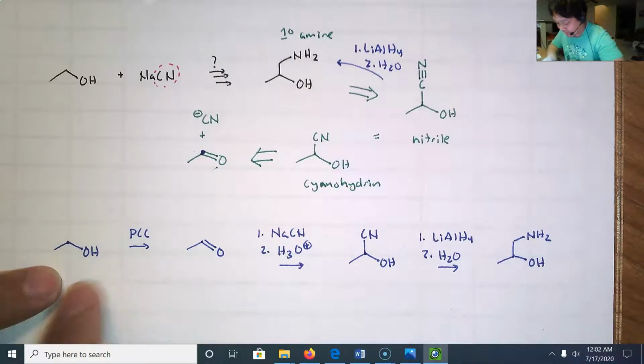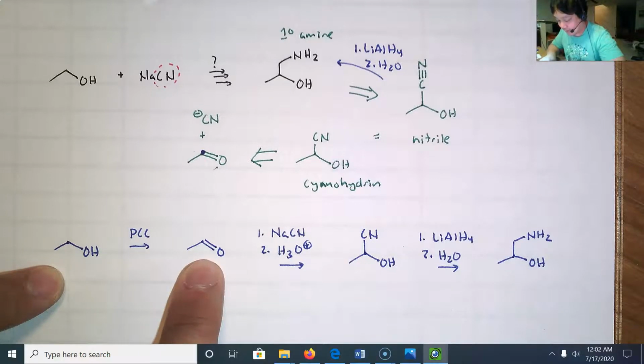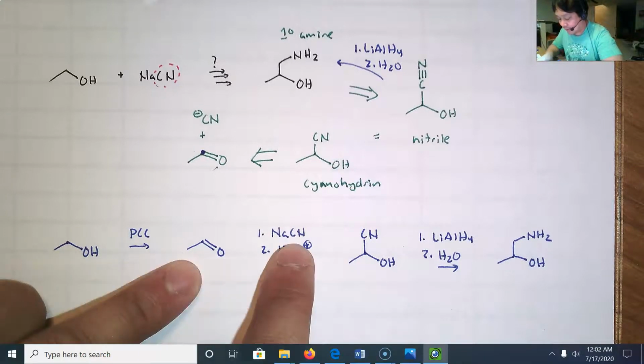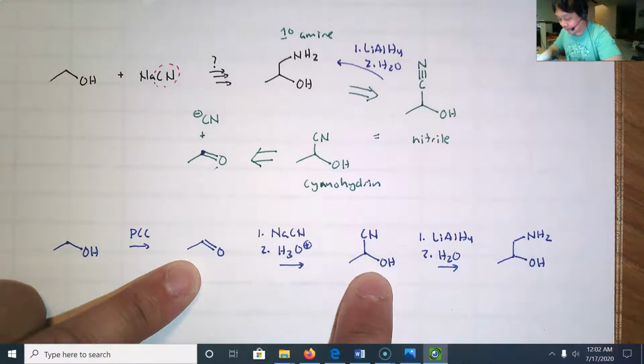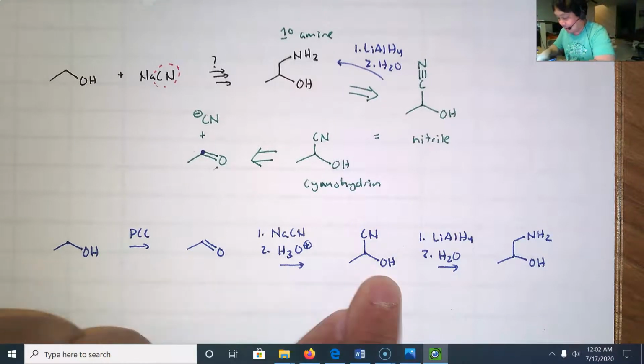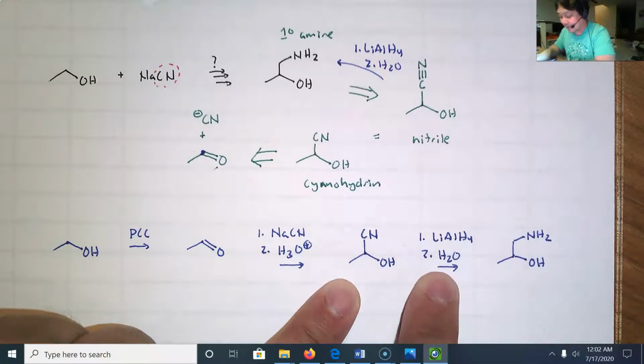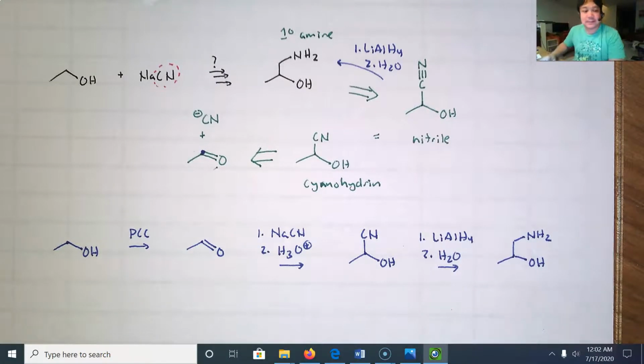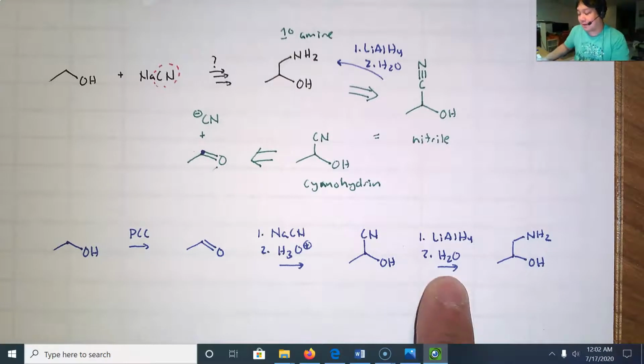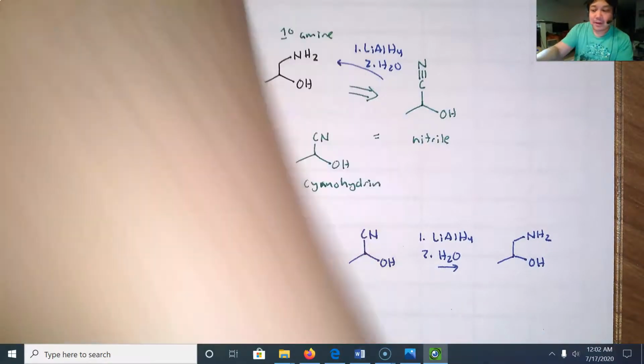Let me just double check. PCC to aldehyde. Aldehyde plus cyanide gives you the cyanohydrin. And we reduce the triple bond into a single bond. This is from unit 6. Okay, so for this synthesis, we only had one unit 6 reaction.